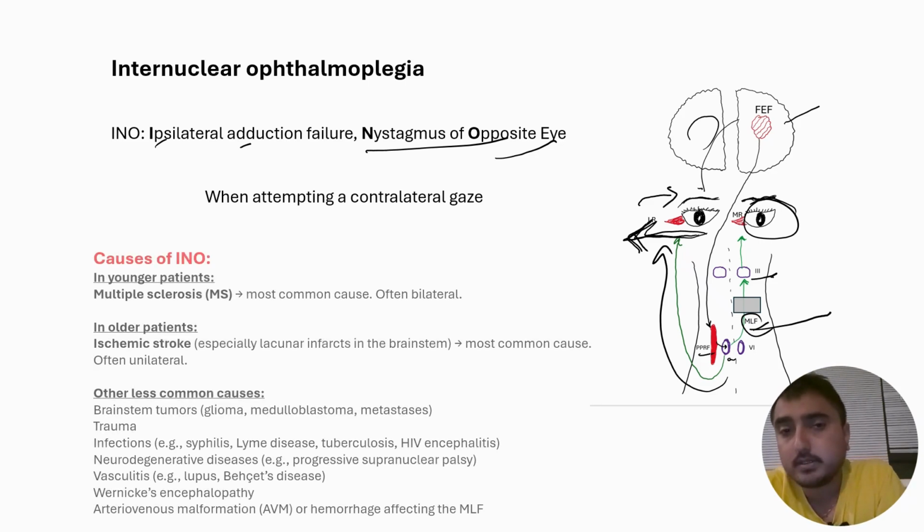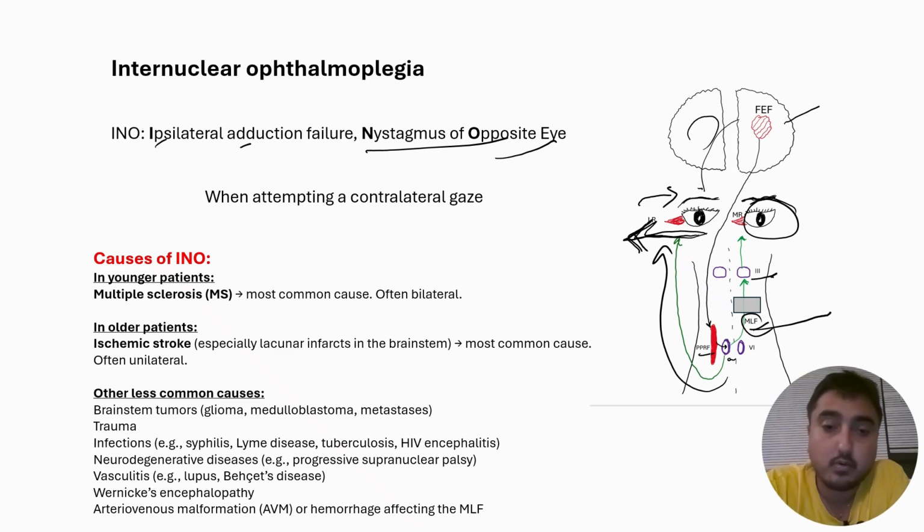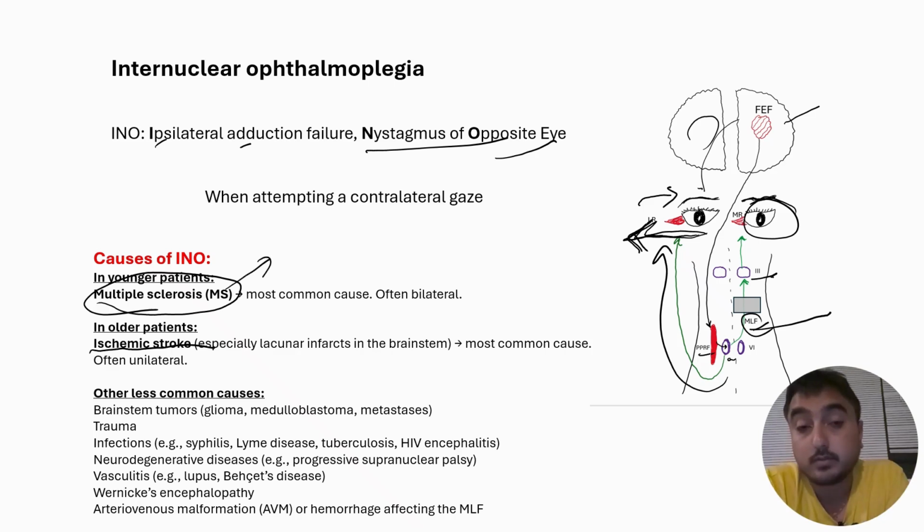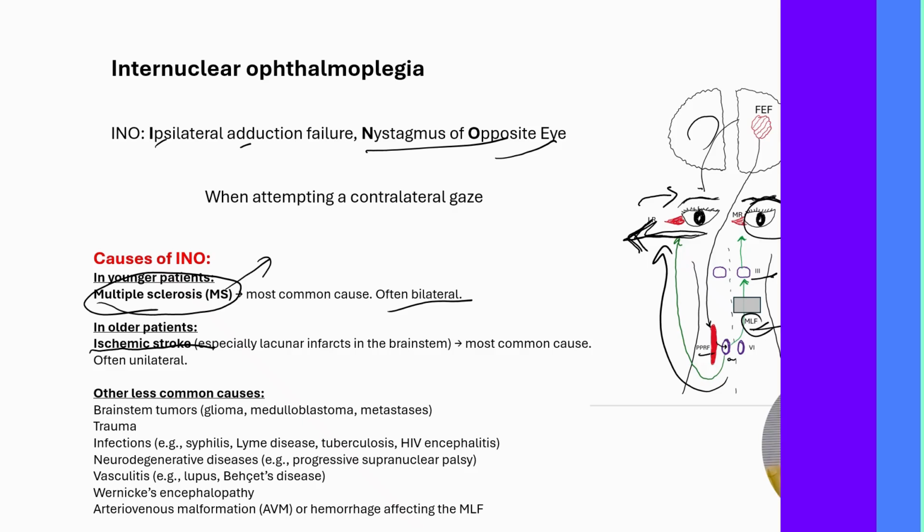Internuclear ophthalmoplegia has several causes, but the most tested in the exam is in relation to either multiple sclerosis or a stroke in the medial side of the brainstem. Most of the time in multiple sclerosis, the INO would be bilateral. If it is an ischemic stroke, then the question stem may mention signs and symptoms of unilateral INO.